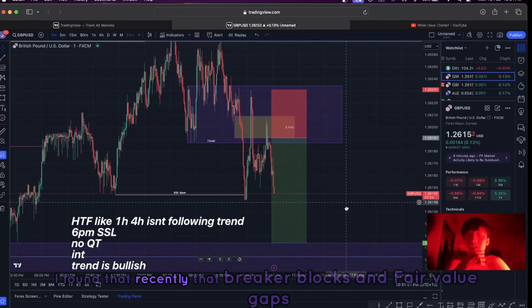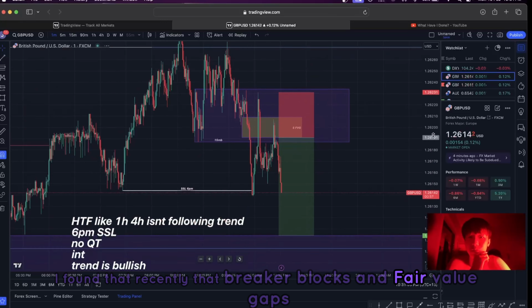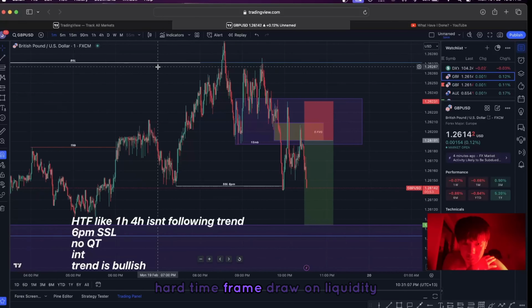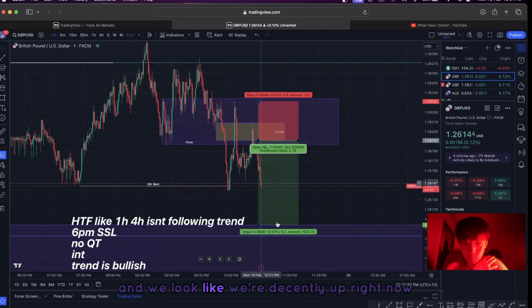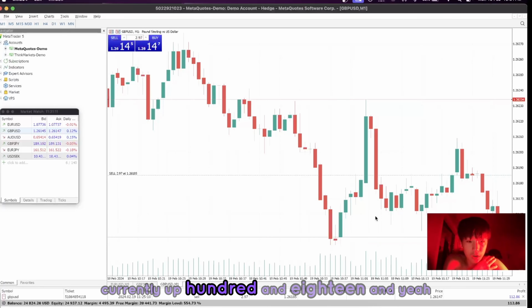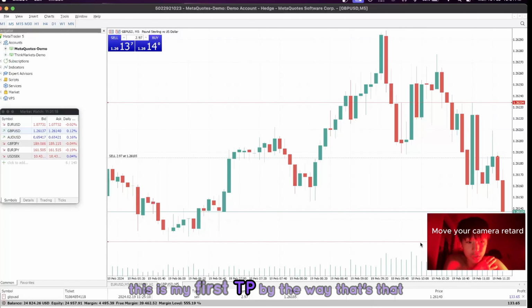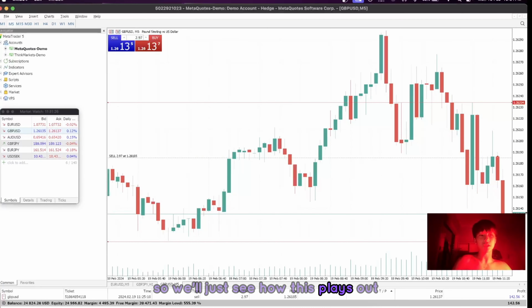I found that recently that breaker blocks and fair value gaps work nicely, especially if they're taking out a high time frame draw on liquidity. And we look like we're decently up right now, currently up 118. And yeah, this is my first TP, by the way. That's that. So we'll just see how this plays out.